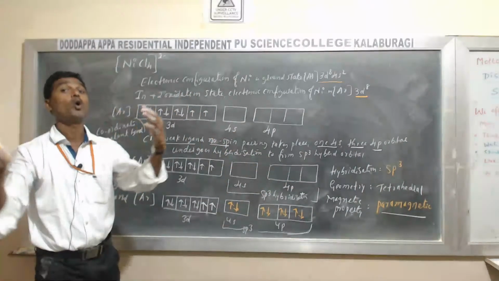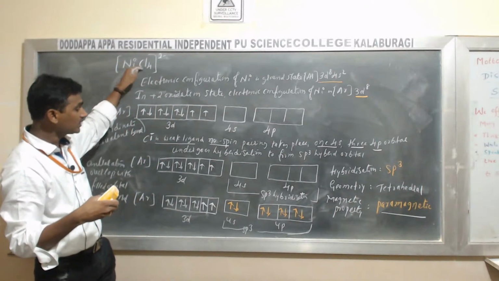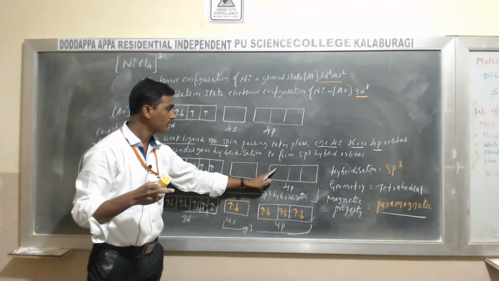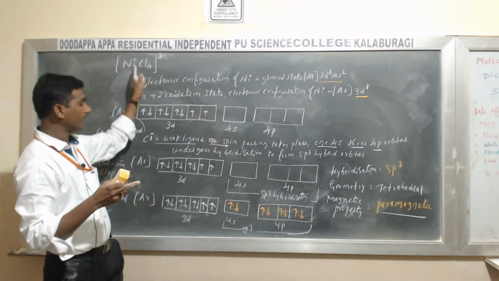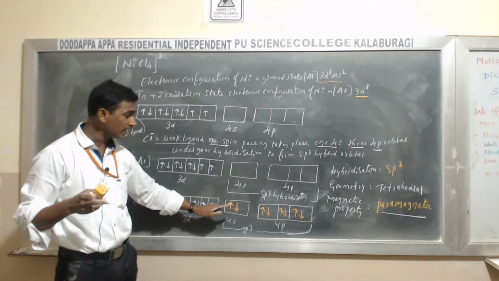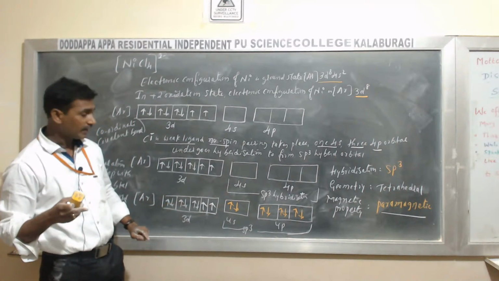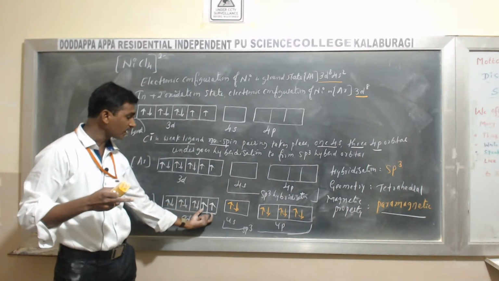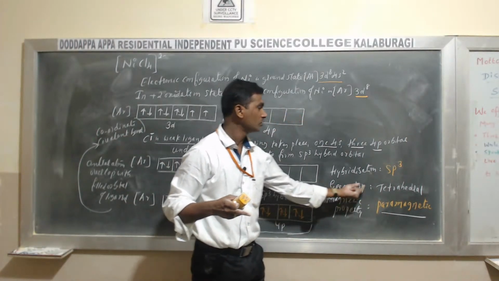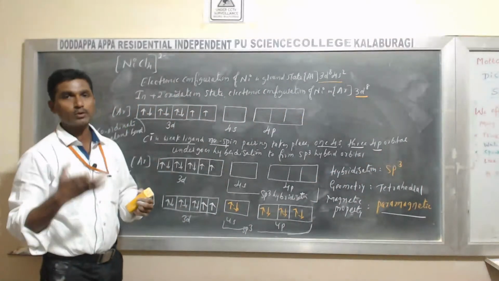These 4 vacant orbitals overlap with the filled orbitals of the ligands. How many ligands are there? 4. Each ligand can donate a pair of electrons, that is, 2 electrons. So 4 vacant orbitals, 4 ligands. This color arrow indicates the electrons of the ligand, and this white arrow indicates the electrons of nickel. The electrons of nickel are unpaired, so it is a paramagnetic complex. The geometry is tetrahedral and the hybridization is sp3. In CET these are lead questions.